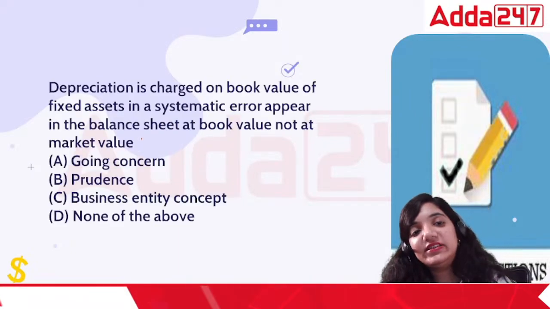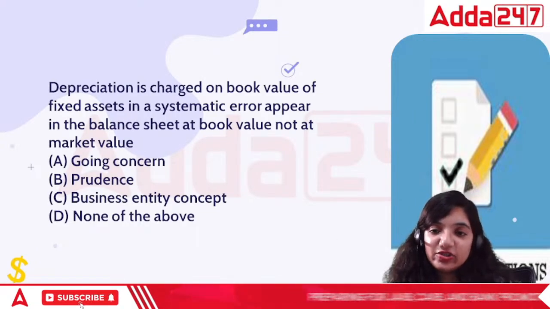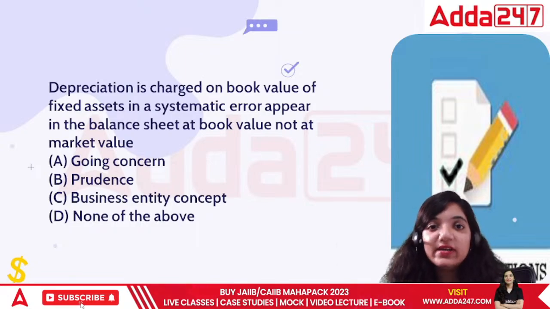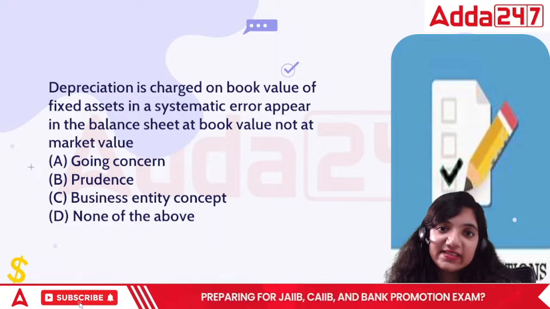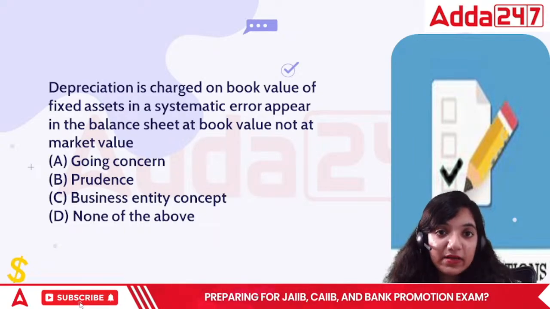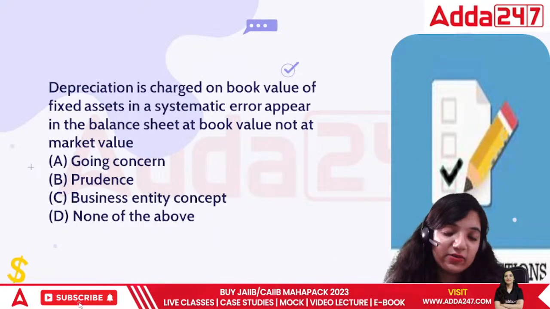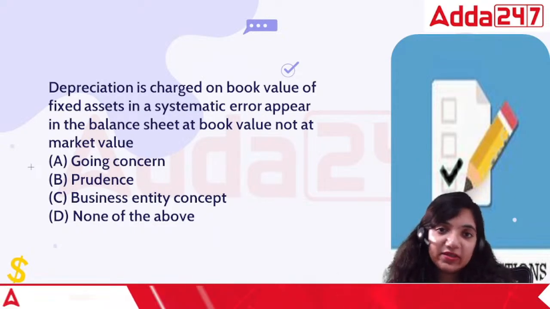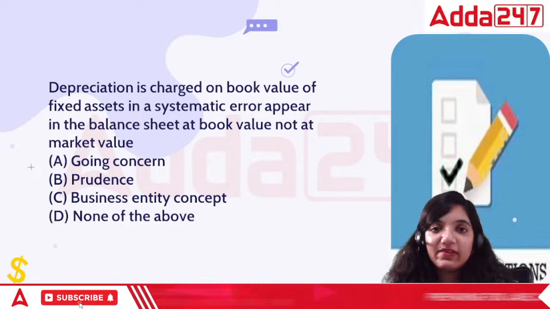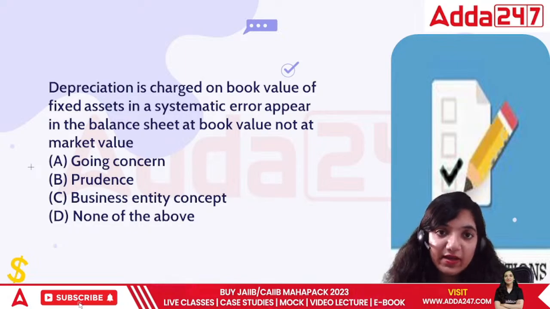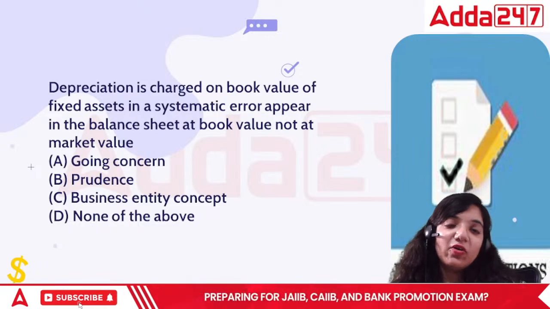Okay, here comes the next question. Depreciation is charged on the book value of the fixed assets in a systematic manner, and assets appear in the balance sheet at the book value, not at the market value. See, for example, I'm using my phone. My phone is being used every single day, and we're trying to find out what is the book value right now. Is it going concern, prudence, business entity concept, or none of the above?